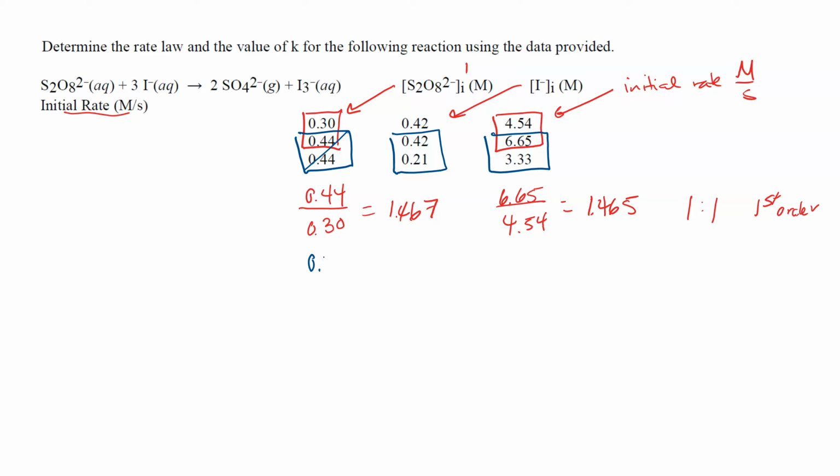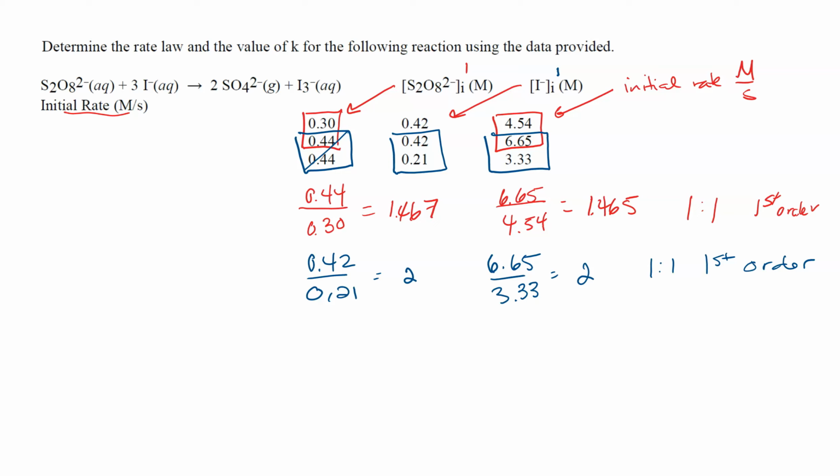So we've got 0.42 over 0.21 equals 2. Right? It's a doubling in this case. And our rates are 6.65 over 3.33, which is functionally 2. So this is also a 1-to-1 ratio and is also going to be first order with respect to iodide. So now we know the order of reaction for both of our reactants that we're interested in here.